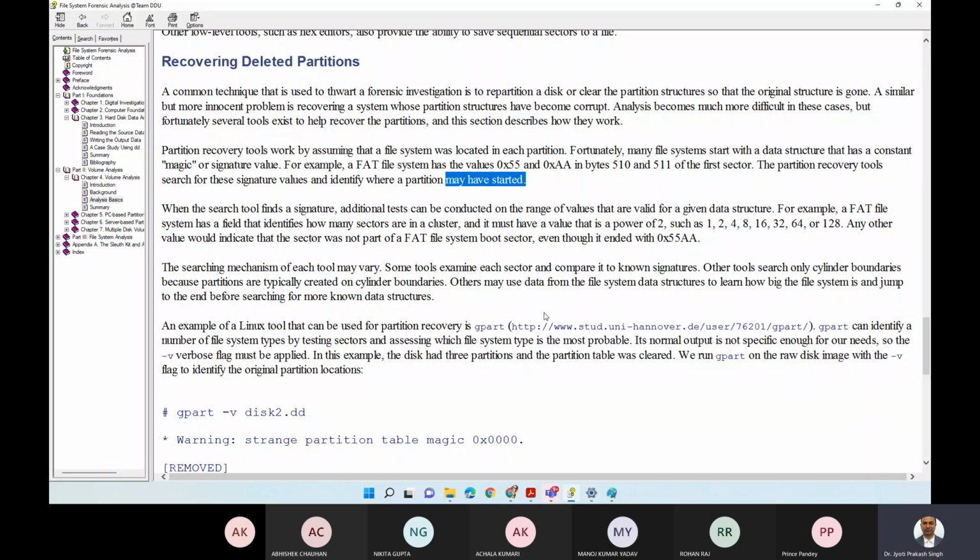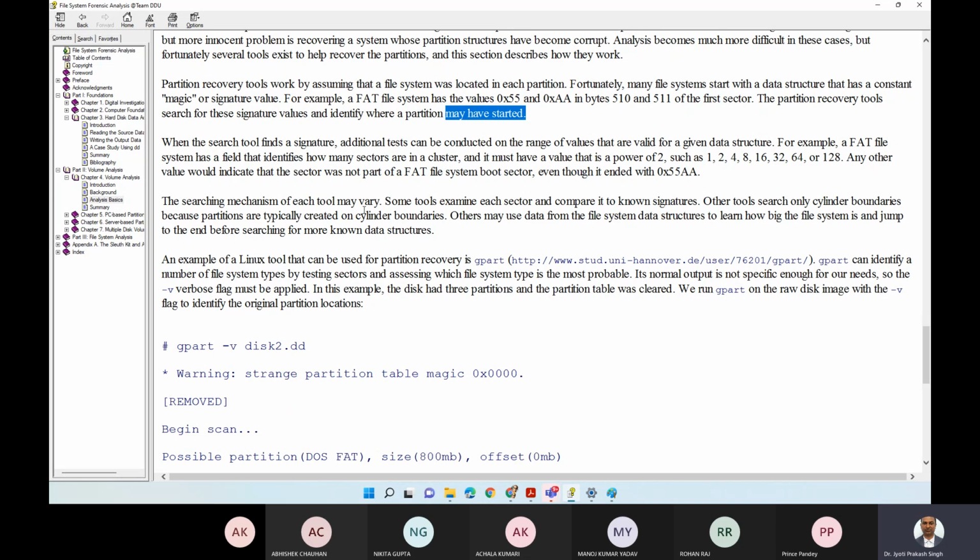Okay. And the search mechanism of every tool may vary. Some look in each sector and compare with the signature.